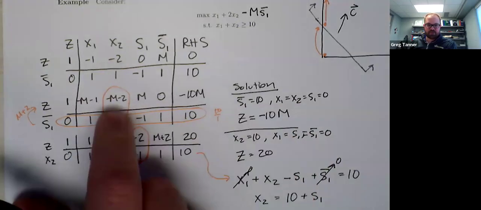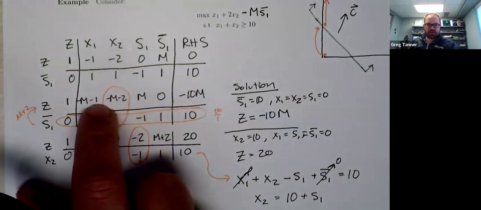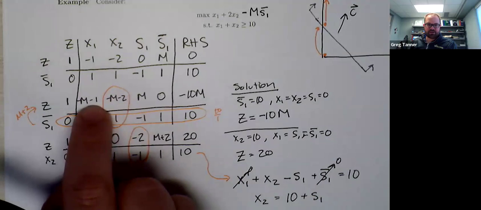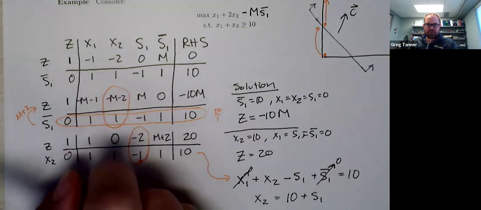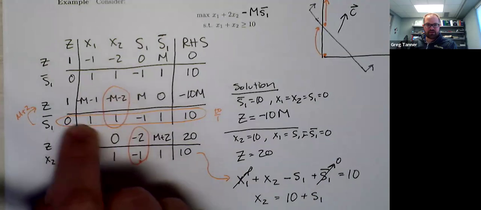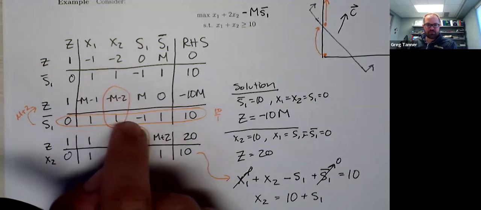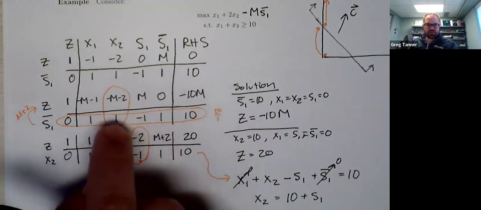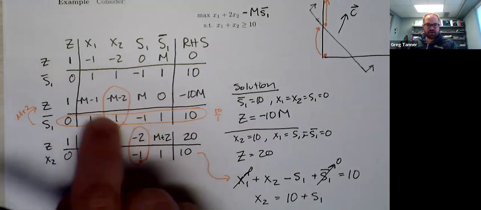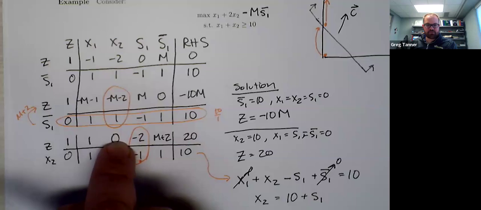Okay, so then we can look, we're trying to maximize, so we choose a negative reduced cost in our objective row for our pivot. You could choose either x1 or x2 as your entering basic variable. I'll go ahead and choose x2, and we can pivot on that. We don't have to multiply this row by anything, but we'll need to add M plus 2 times this row added up to that to turn that into 0.